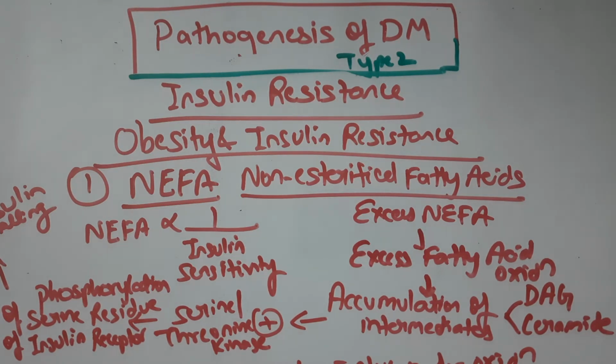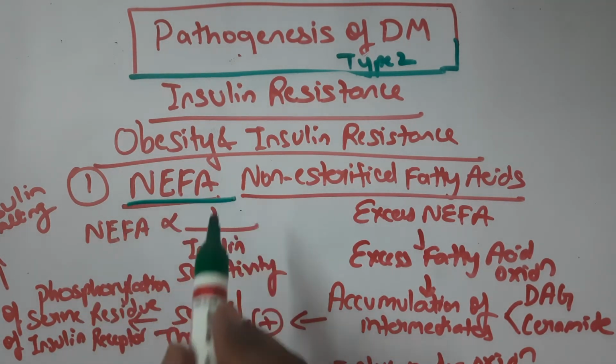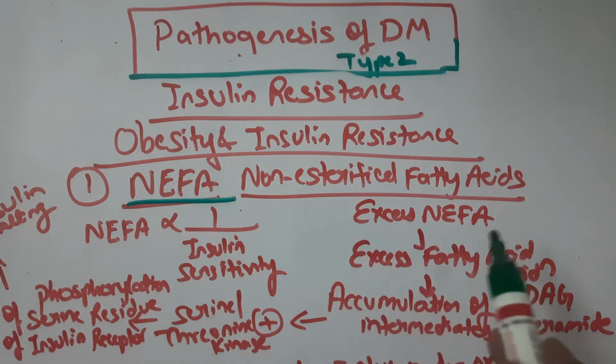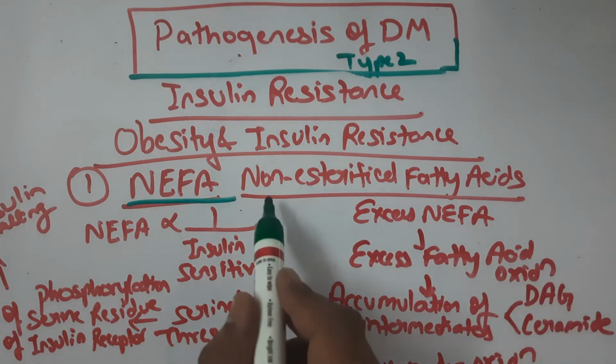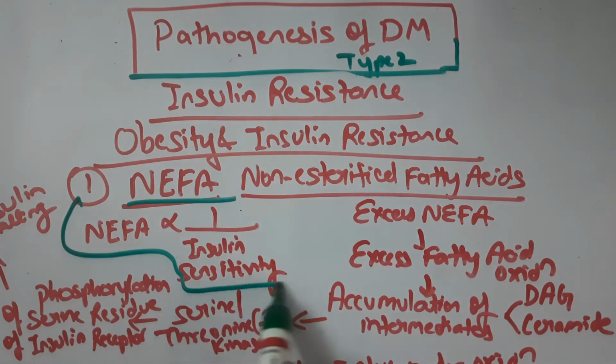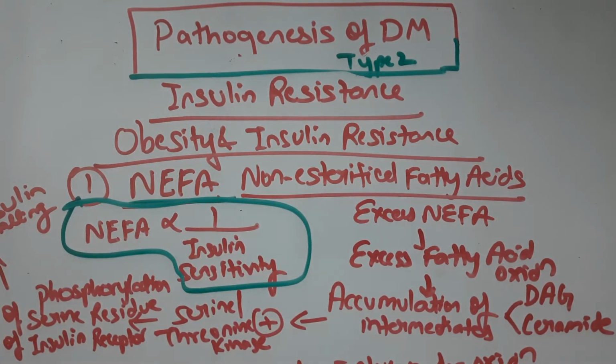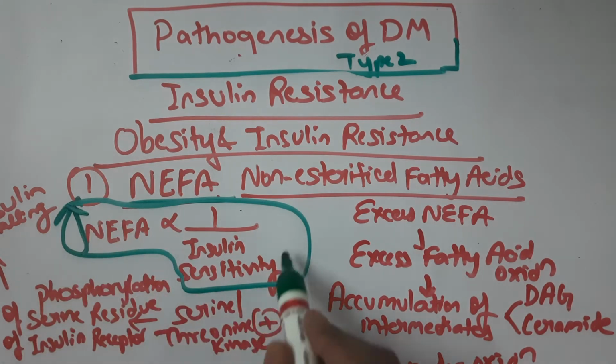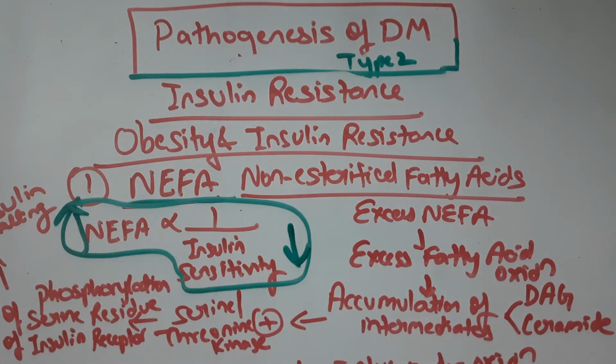Okay, the first one is the NEFA. NEFA is non-esterified fatty acids. There is a relation between NEFA and insulin sensitivity. The fasting plasma NEFA level is inversely proportional to insulin sensitivity. That is, if your fasting plasma NEFA levels are very high, तो उसका मतलब insulin sensitivity will be very low. Now why is it so? So we'll discuss this. There are two main factors responsible for it.